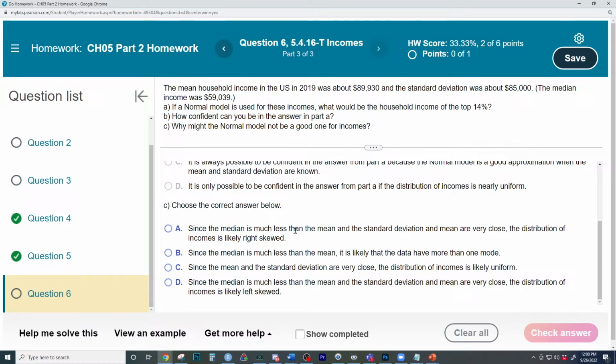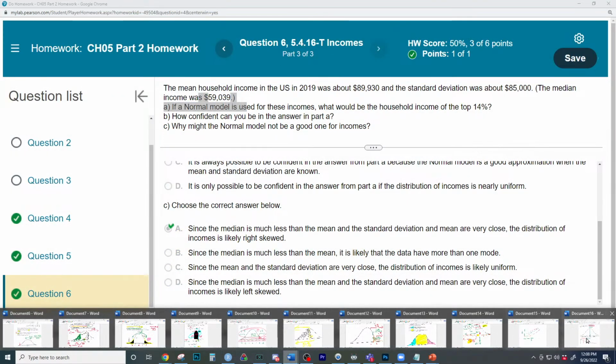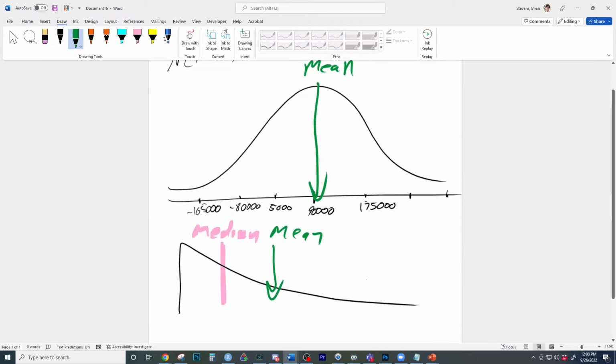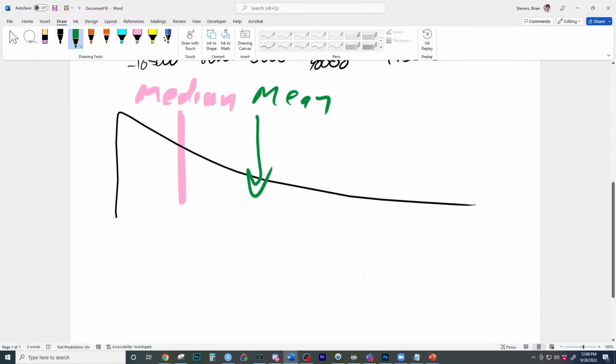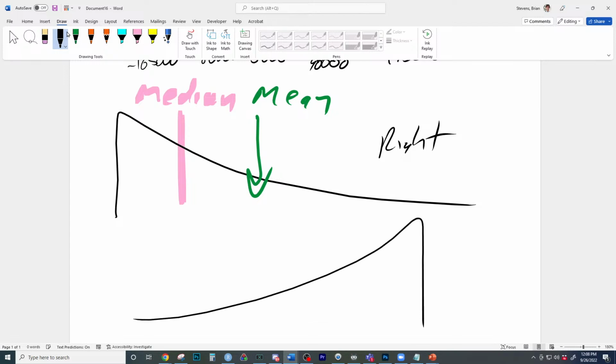Since the median is much less than the mean, and we see that right here, the mean is here, the median is here, the distribution is likely right skewed, and that's what we were talking about at the end in the idea of the drawing. So the mean indicates skew. If the mean is higher than the median, it would be right skew. And if the mean is lower than the median, which would be an example down here where the mean is here and the median is over here, then that would be left skew.